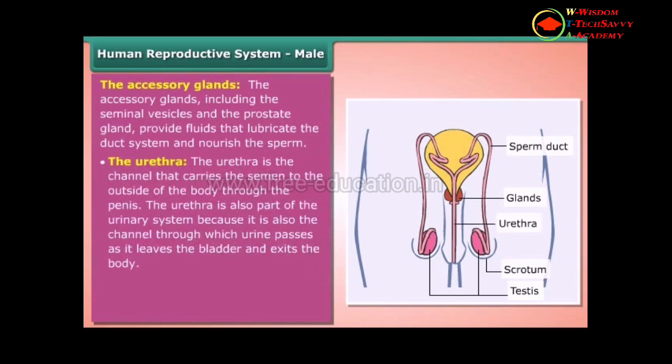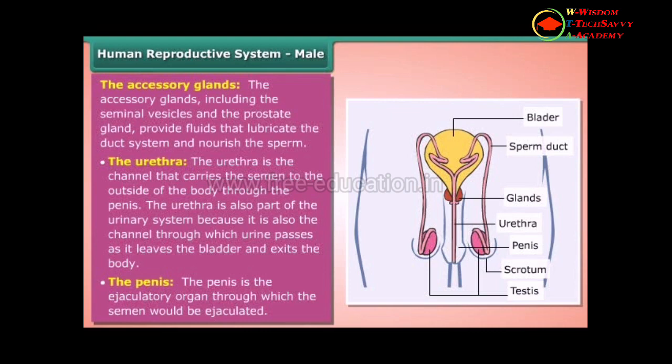The urethra. The urethra is the channel that carries the semen to the outside of the body through the penis. The urethra is also part of the urinary system because it is also the channel through which urine passes as it leaves the bladder and exits the body. The penis. The penis is the ejaculatory organ through which the semen is ejaculated.